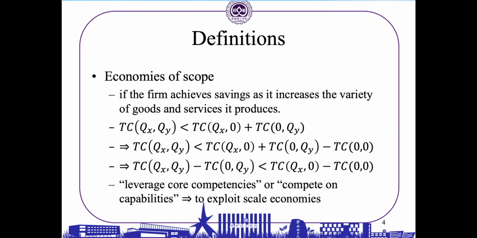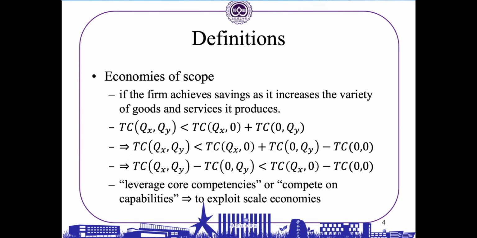produces. Let's explain it with mathematical formulas. Suppose a firm can produce two different products, X and Y. The production process exhibits scope economies if the total cost of producing Qx units of X and Qy units of Y at the same time, which is TC(Qx, Qy), is smaller than the total cost of producing Qx and Qy separately. That is, TC(Qx, Qy) is smaller than TC(Qx, 0) plus TC(0, Qy).